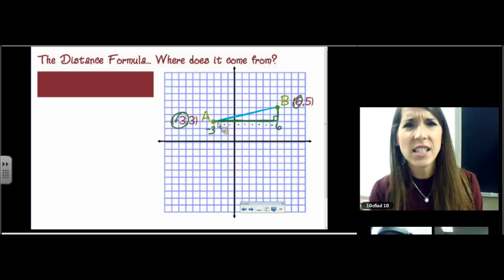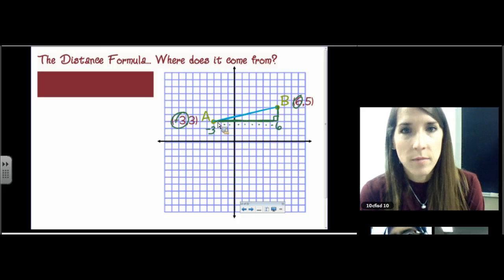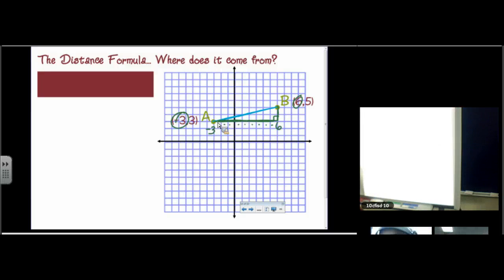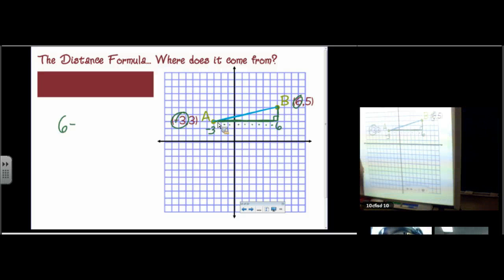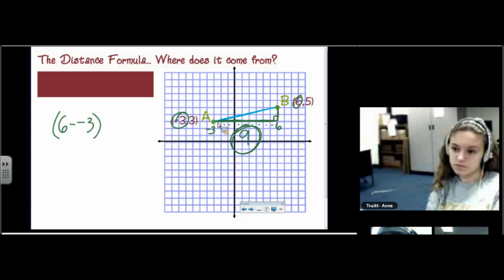How do you find the distance from negative 3 to 6? You subtract them. Yeah. 6 minus negative 3. What do you get? You get 9. Okay, so this is 9. We agree that this is 9. Cool. Now let's do delta y.